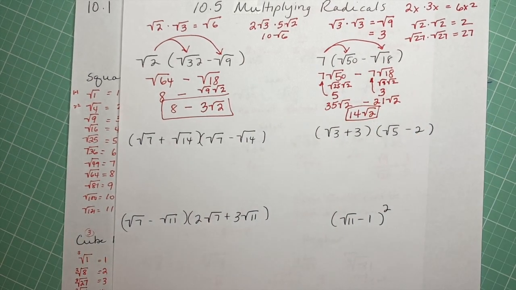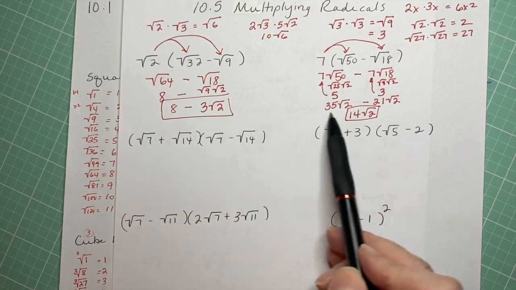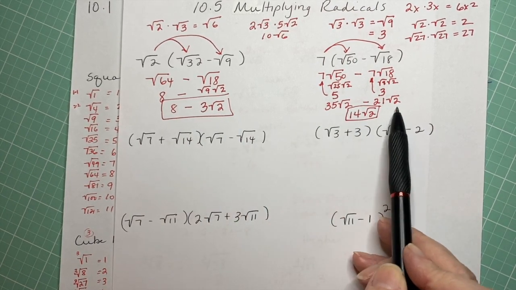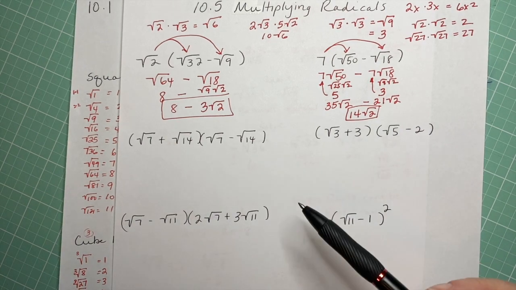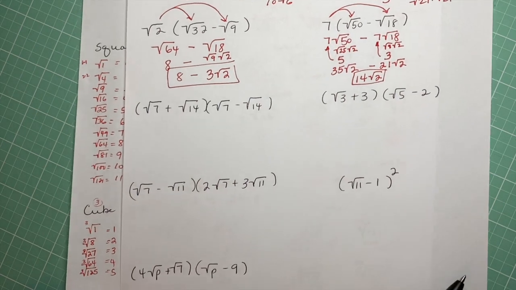roots of 2. We couldn't simplify this one because this is a whole number and this is a square root. You can only simplify them when the square roots are exactly the same. And again, we did that in the last section. Okay, let's go to the next one.